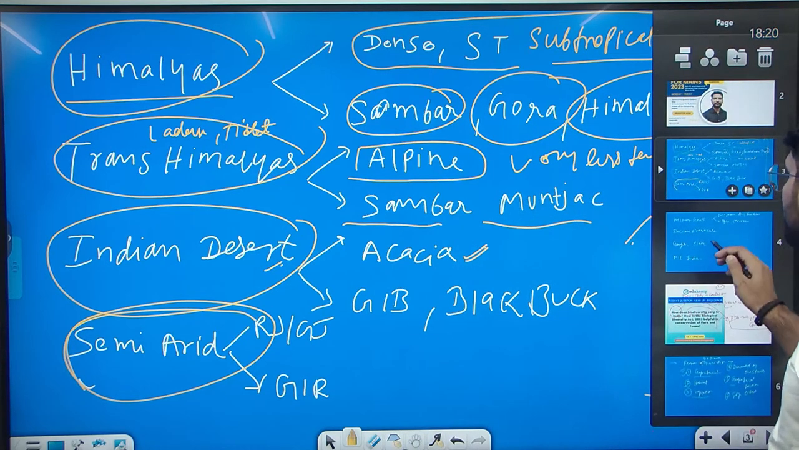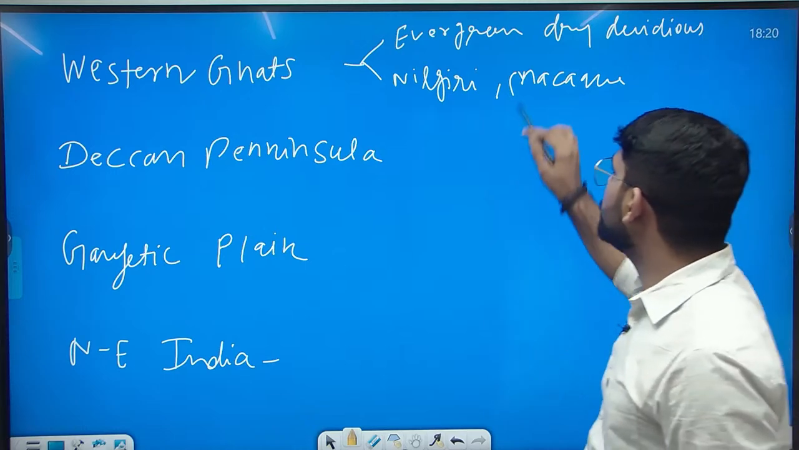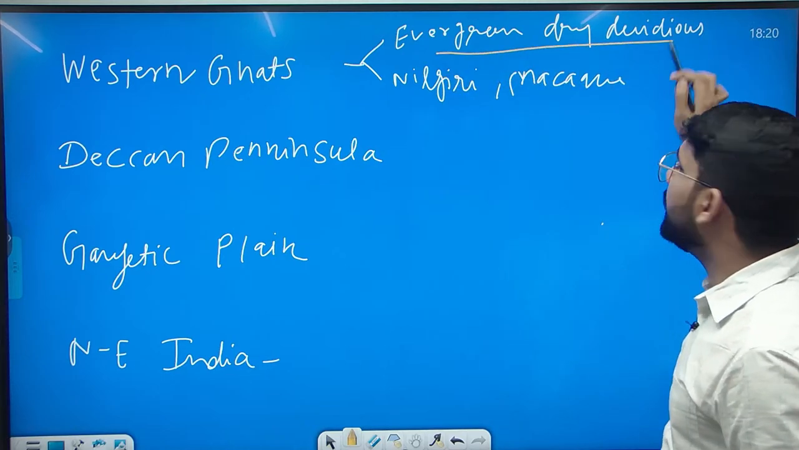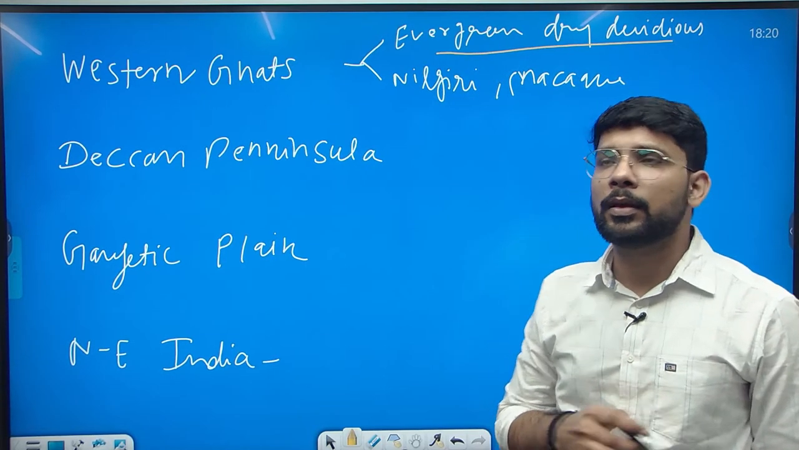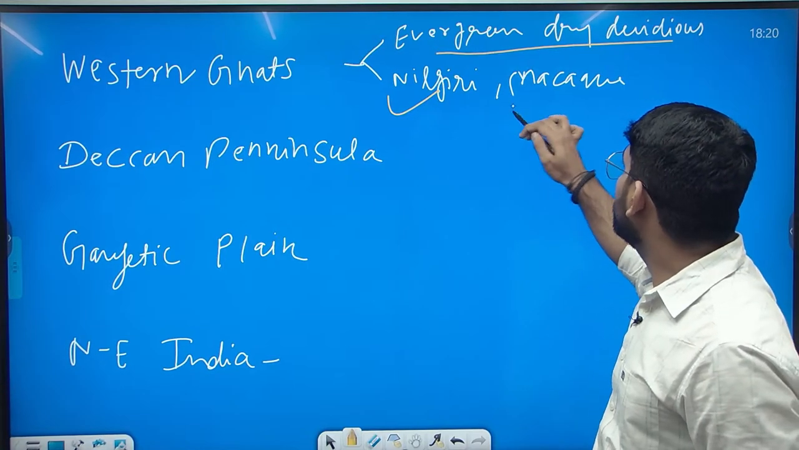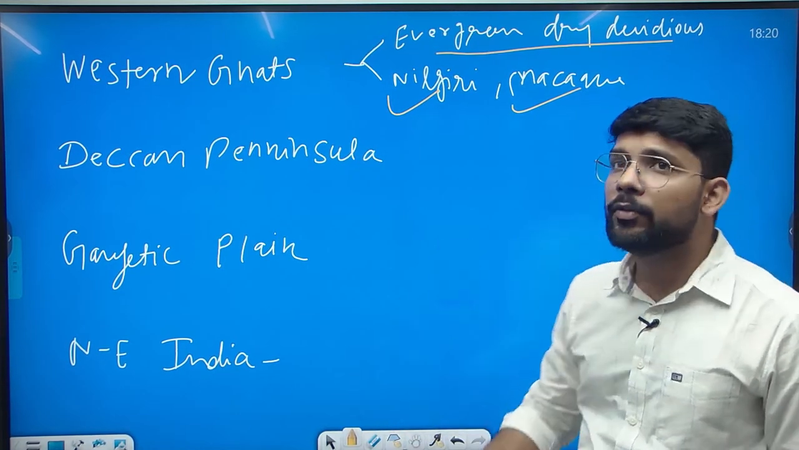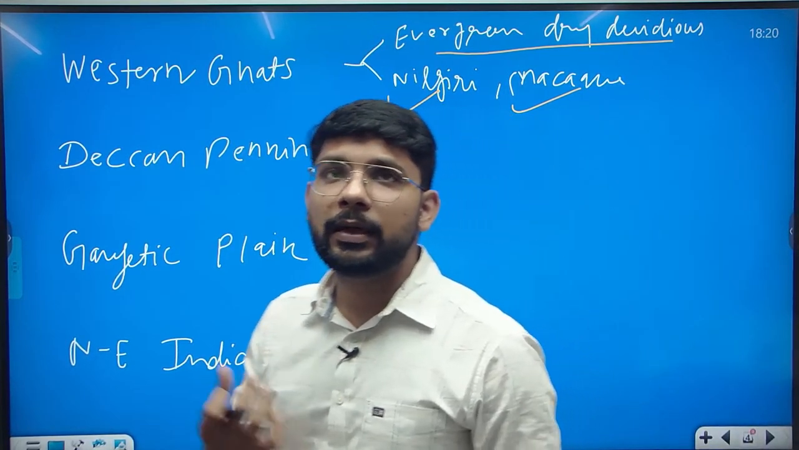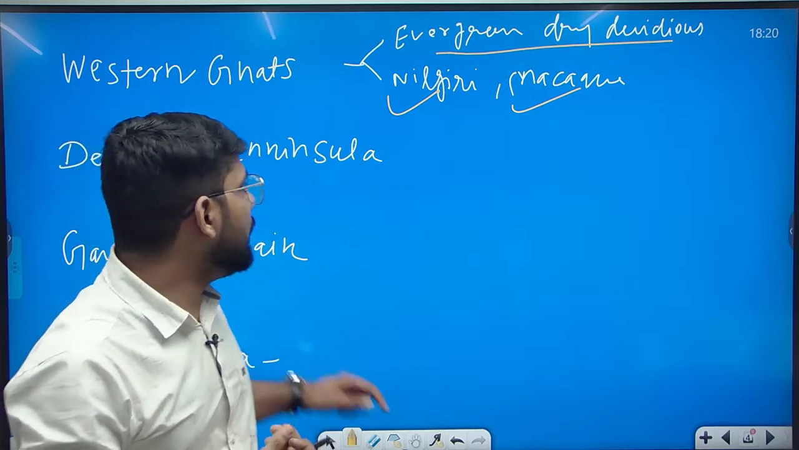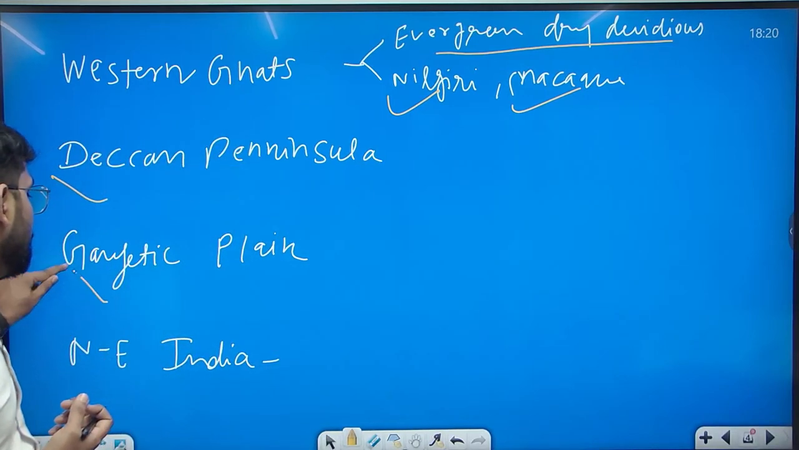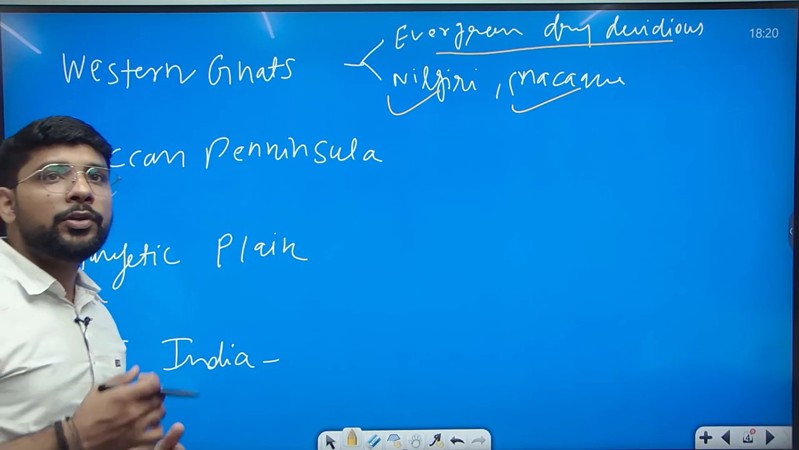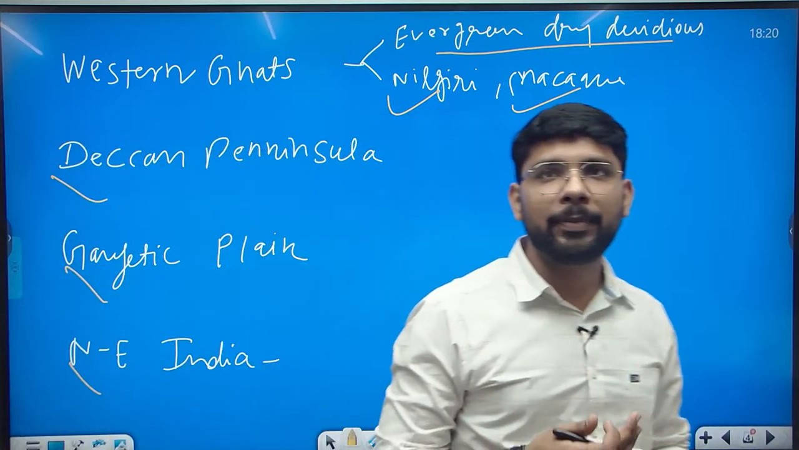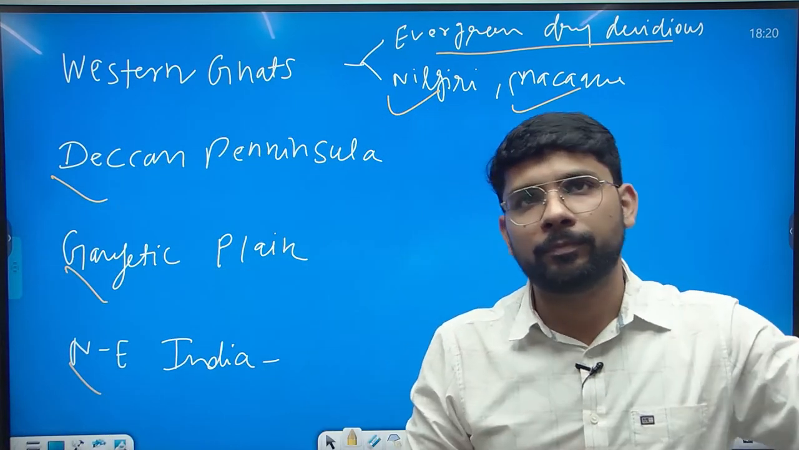If we are coming to the Western Ghats, in the case of the Western Ghats, you will find the evergreen and dry deciduous forest. The example is the Nilgiri. Nilgiri you will find. Macaque, lion-tailed macaque is the animal you will find there. Similarly, in the Deccan Peninsula, in the Gangetic Plain, and in Northeast India, you need to mention different kinds of examples related to the flora and the fauna.